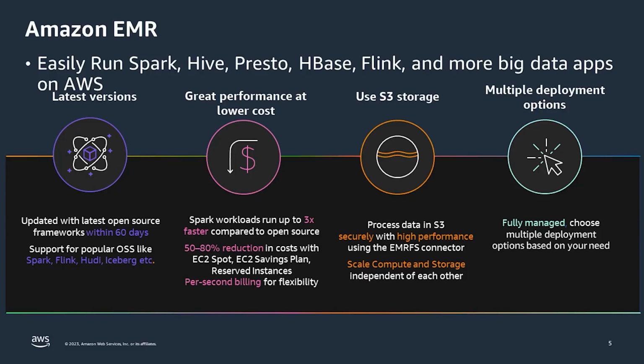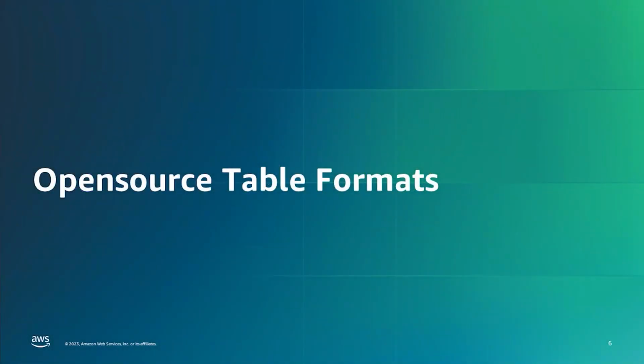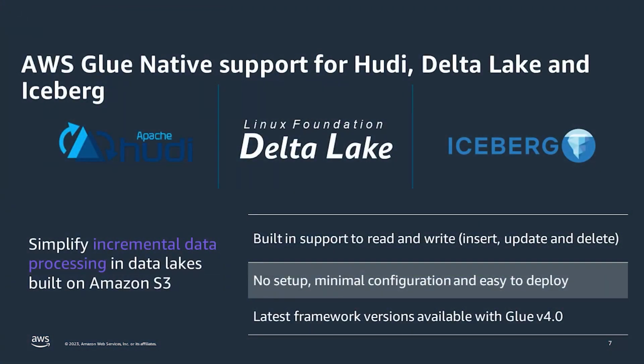Let's go to our next important topic, which is open source table formats. Here we'll be covering the three most popular table formats: Apache Iceberg, Delta Lake, and Apache Hudi. These three are natively supported by AWS Glue. They can simplify your incremental data processing in a data lake and help you create a transactional data lake very easily. They provide built-in support to read and write, insert, update, and merge operations. Right now, the latest framework versions are available in Glue 4.0.